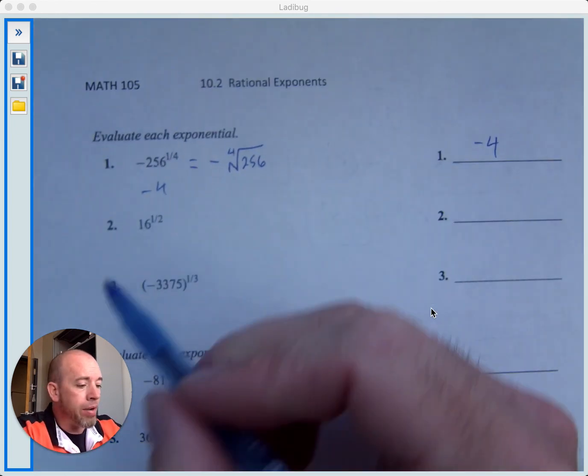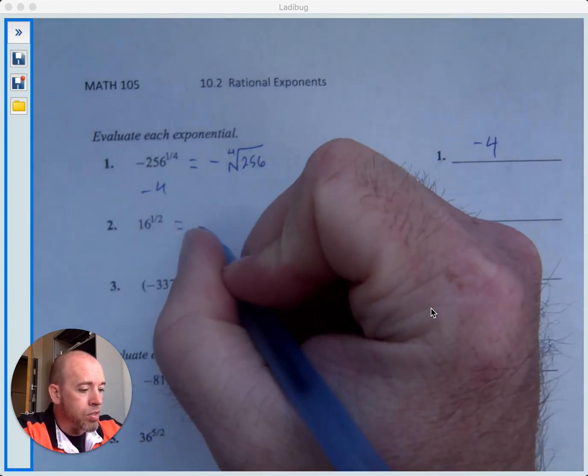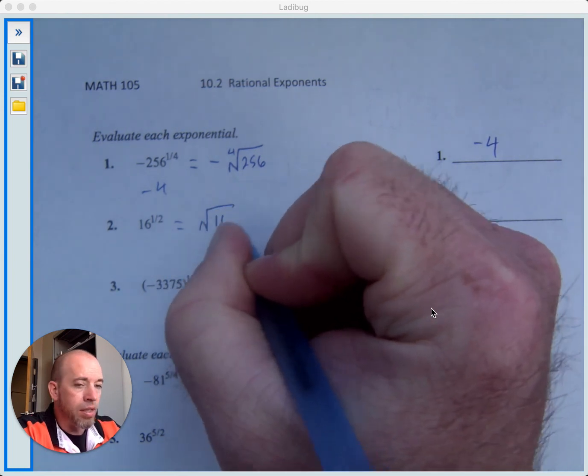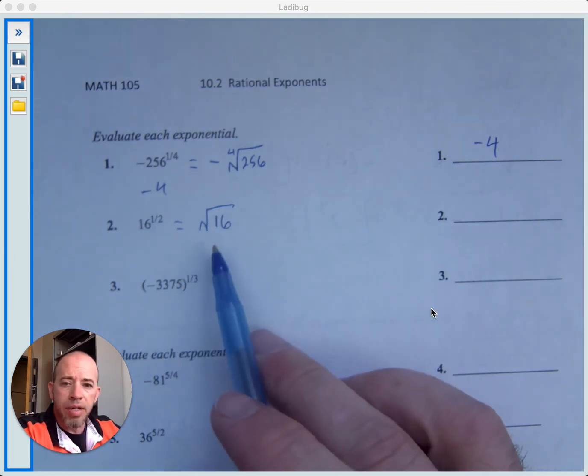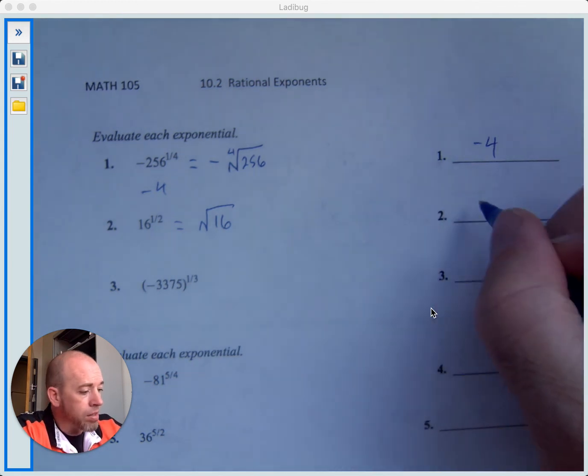16 to the 1/2 power, again, that's the same thing as the square root of 16. This one's pretty easy, right? Because what's the square root of 16? Well, that's just 4.